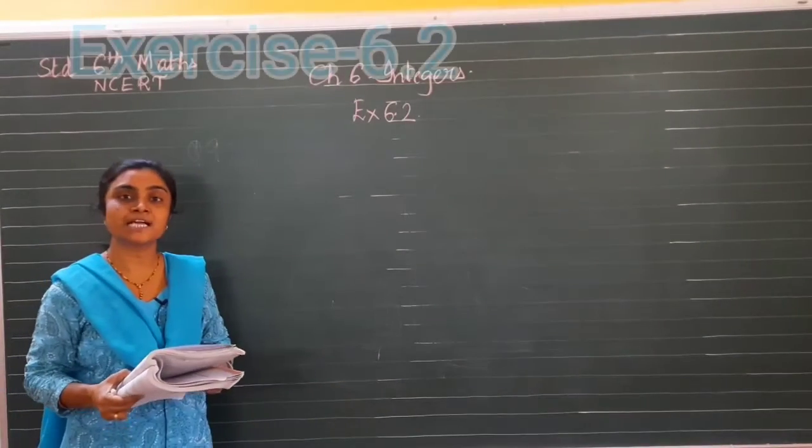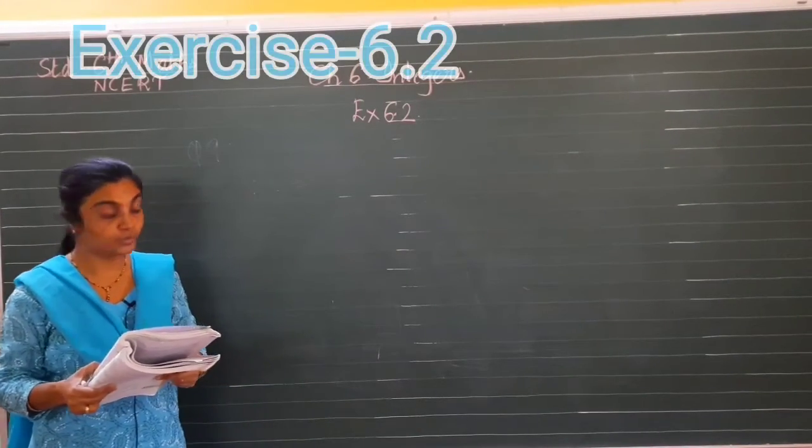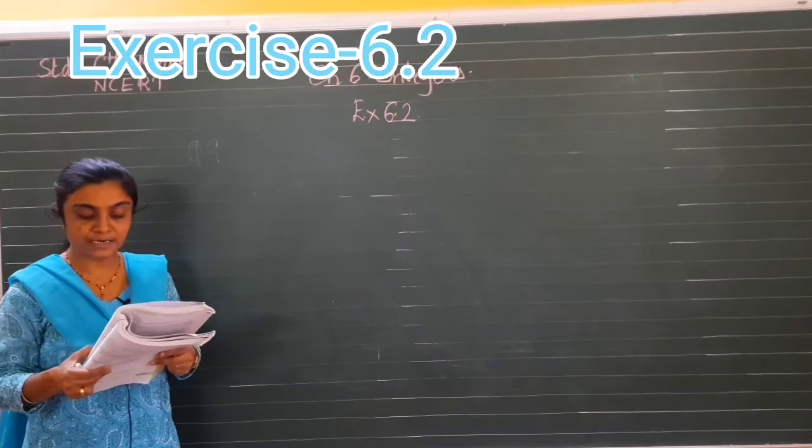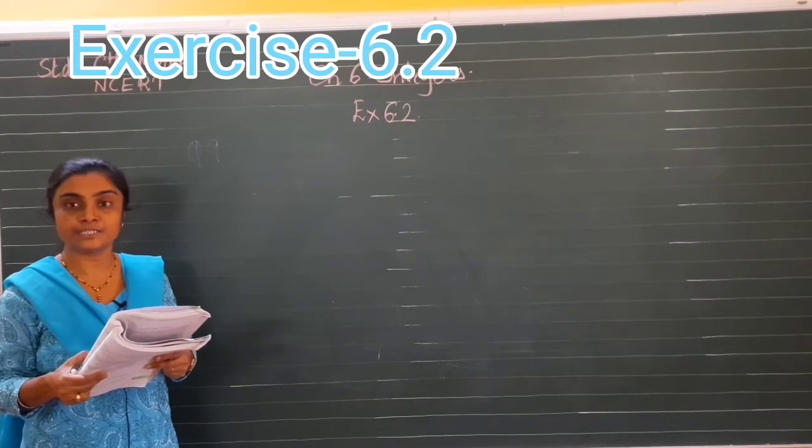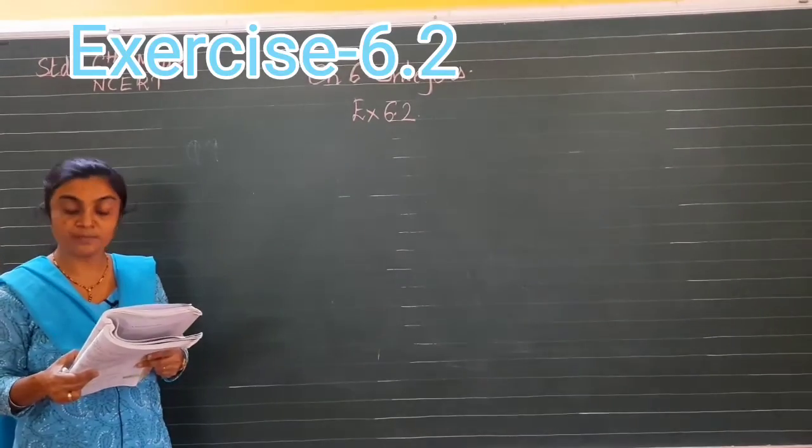Now students, we will start with exercise 6.2. Question number 1. Using the number line, write the integer which is: the first one is 3 more than 5.